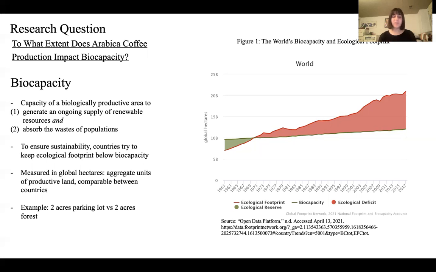And an example, just to put these indexes into more context, specifically biocapacity, if we think of 2 acres of a parking lot versus 2 acres of forest area, we might think of these as completely equal to each other. However, what biocapacity does is it gives these 2 acres of forest area a higher number of global hectares and therefore a higher biocapacity than the parking lot, because the forest area, even though they're the same number of acres, is able to generate an ongoing supply of resources and absorb far more waste than the parking lot would be able to.